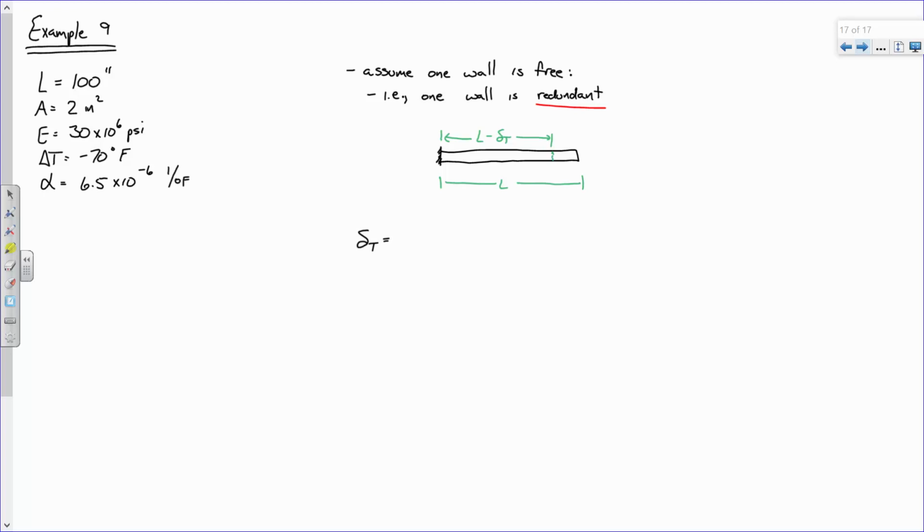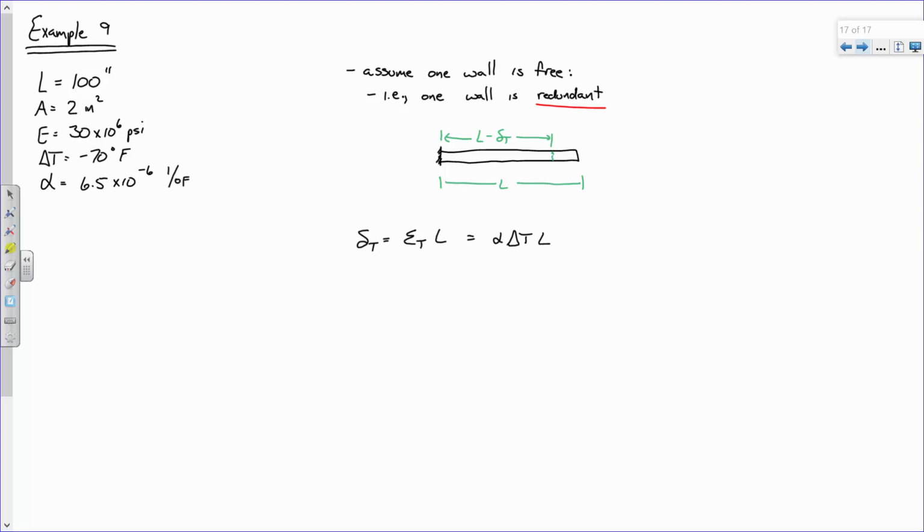How do we do that? I gave you the formula. Somebody's looking at their notes. We take the strain and we multiply it by the original length, right? So in this instance, we have strain times the original length, because strain is change in length over the original length. And then to compute that strain, I'm going to say alpha delta T L.